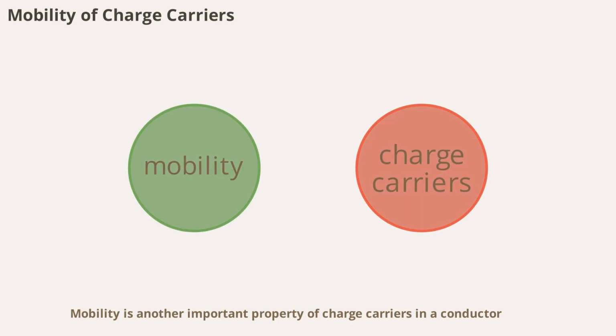Mobility is another important property of charge carriers in a conductor. It refers to how easily these carriers, like electrons, can move through the material when an electric field is applied. Mathematically, mobility is defined as the drift velocity per unit electric field. Higher mobility means that charge carriers can move faster, resulting in higher current for the same electric field. Mobility depends on the material and temperature, and it plays a crucial role in the conductivity of materials.